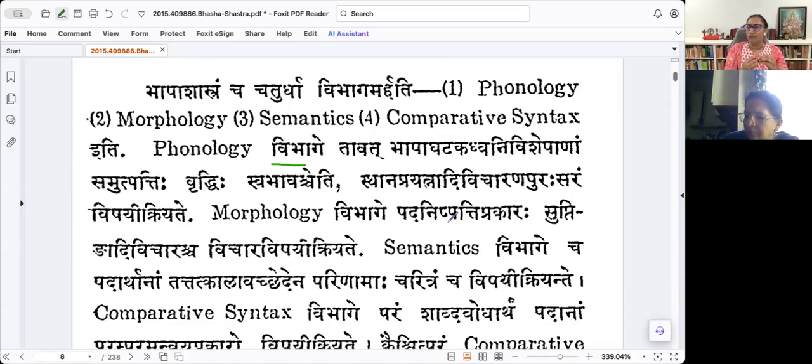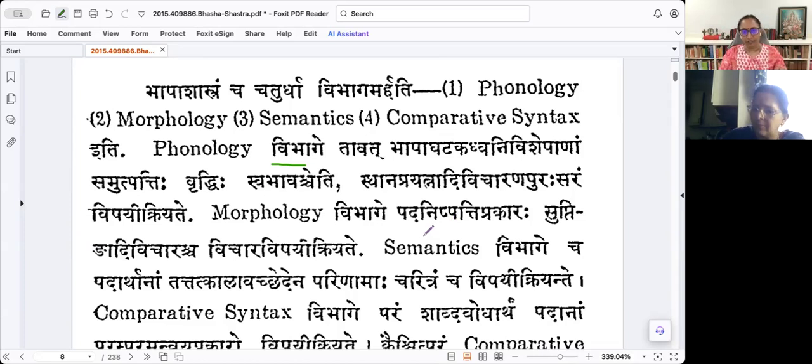Production of sound always comes from the throat. Nabhi hritkantam is common for all sounds, but the tongue has to touch in such a manner that it differs. So that is called vriddhi. And then swabhava is the nature of the sound. Sthana prayatnadi vicharana purassaram. We are looking at the sthanam of the sound. Prayatnam, what is the effort that is needed to produce the sound, etc.